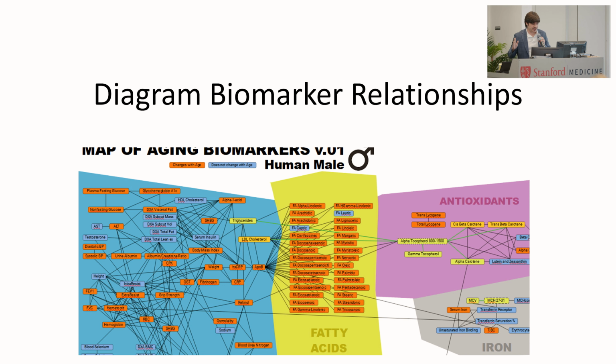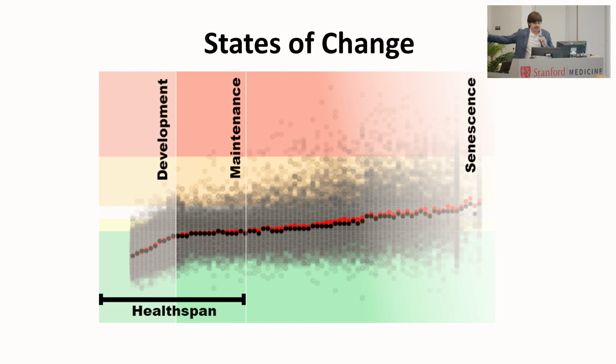Okay, switching tracks a little bit. When we look at this diagram, there are separate states. So there's a development period of change. Then for some biomarkers, there's a maintenance period, and then there's a senescence period, where it goes off and then you die at the end. Not all biomarkers look like this. Some of them have fewer stages, but I haven't seen any with more stages.